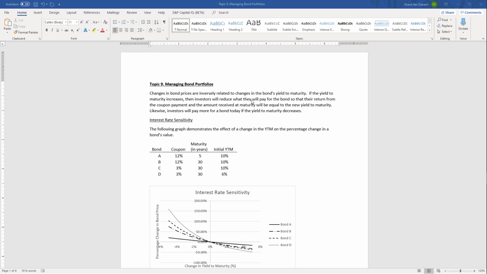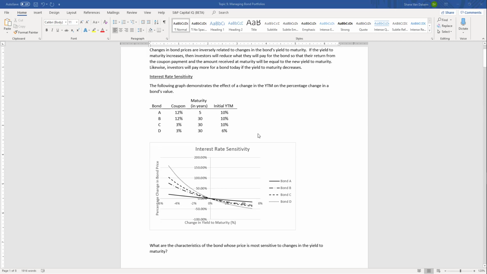So, interest rate sensitivity. The following graph demonstrates the effect of a change in the yield to maturity on the percentage change in a bond's value. What I have here is 4 bonds, A, B, C, and D. They have different coupon rates. A and B have a coupon rate of 12%. C and D have a coupon rate of 3%. Bond A has a maturity in 5 years, and the other 3 bonds have a maturity in 30 years. The initial yield to maturity for the first 3 is 10%, for the last one is 6%.